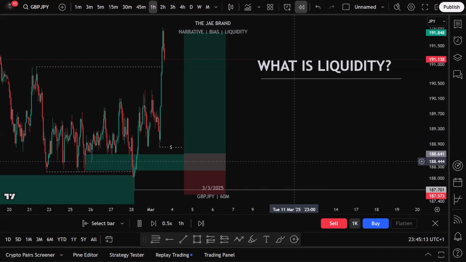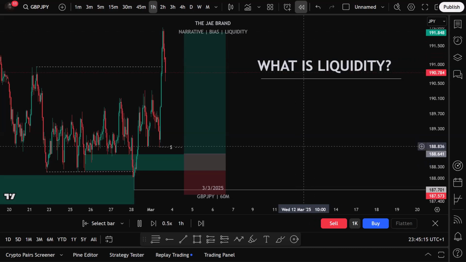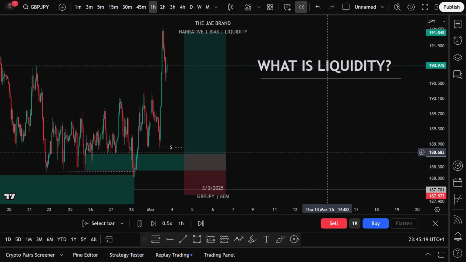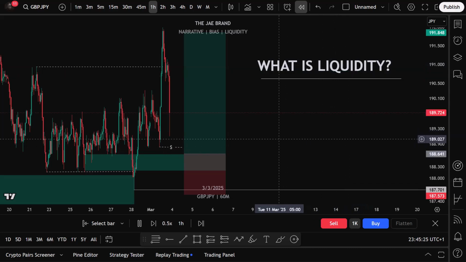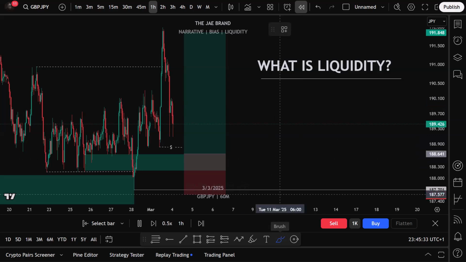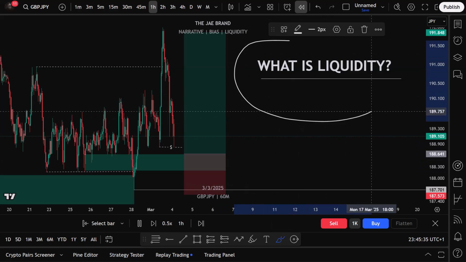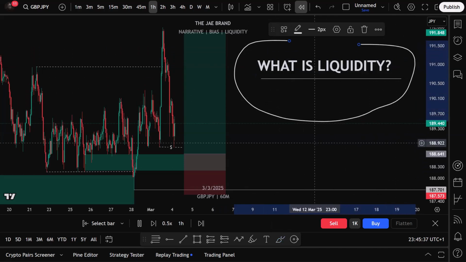If you can master and spot liquidity early, you will be able to enter the trade right before smart money does and take advantage of those big moves in the markets. The understanding of liquidity will definitely help you avoid unnecessary losses and also increase your win rates. So, what exactly is liquidity?